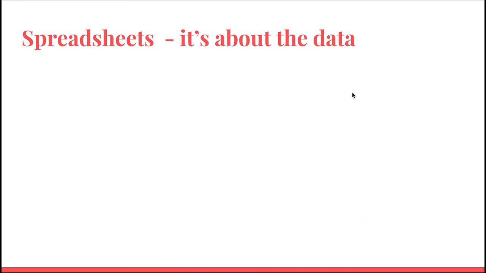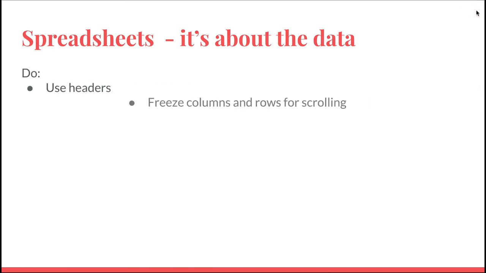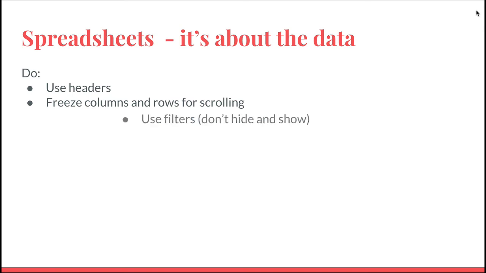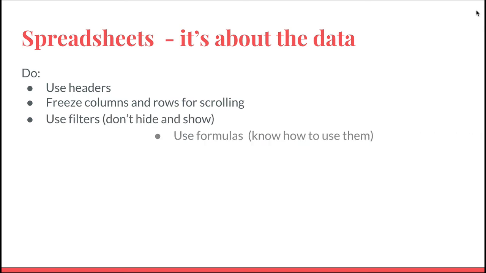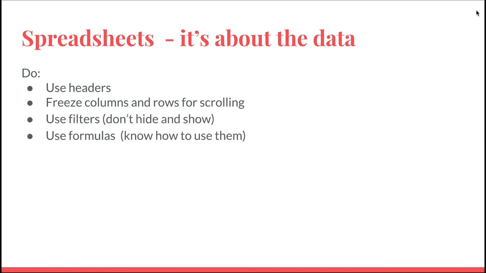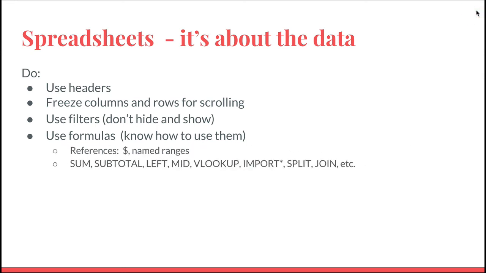So, quick caveats about spreadsheets that people tend to forget. Spreadsheets are all about the data. So a quick couple of do's. Make sure you always use headers in your spreadsheets. Make sure to freeze those headers and use filters. Don't hide and show rows. Use the filters. Know your formulas, for example, when to use $ and named ranges. And be familiar with probably the 6 or 7 formulas you should know.